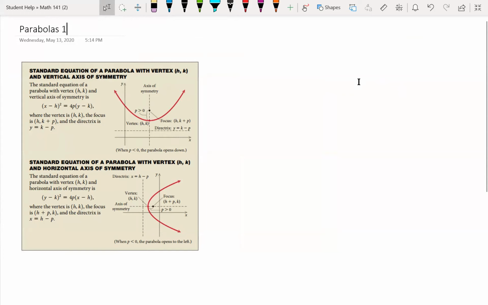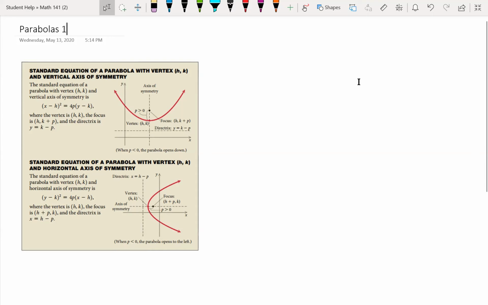of parabolas, starting with this picture that I've got here from the textbook showing the different standard equations that you'll have if you have a parabola that is opening up-down with a vertical axis of symmetry or opening left-right with a horizontal axis of symmetry. We determine whether it's opening up if the letter P is positive, down if it's negative, and then similarly it opens to the right if P is positive, it opens to the left if P is negative.